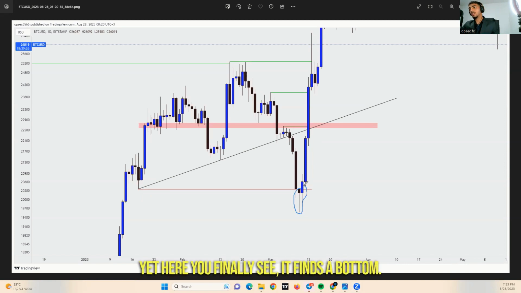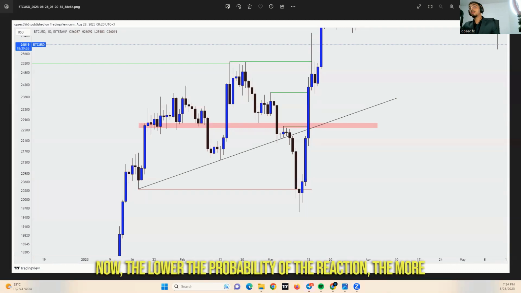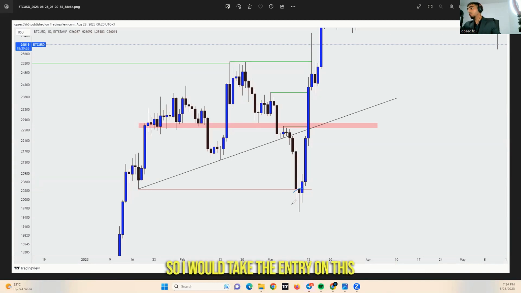Here, you finally see it finds a bottom. You see this big wick. That's enough of a reaction. This is a medium probability reaction. A high probability reaction would have been after this up candle. Now, the lower the probability of the reaction, the more risk reward is typically going to be offered to you. So I would take the entry on this one. After we had this one, you would have simply longed the minute this candle closed, with the stop right over here.